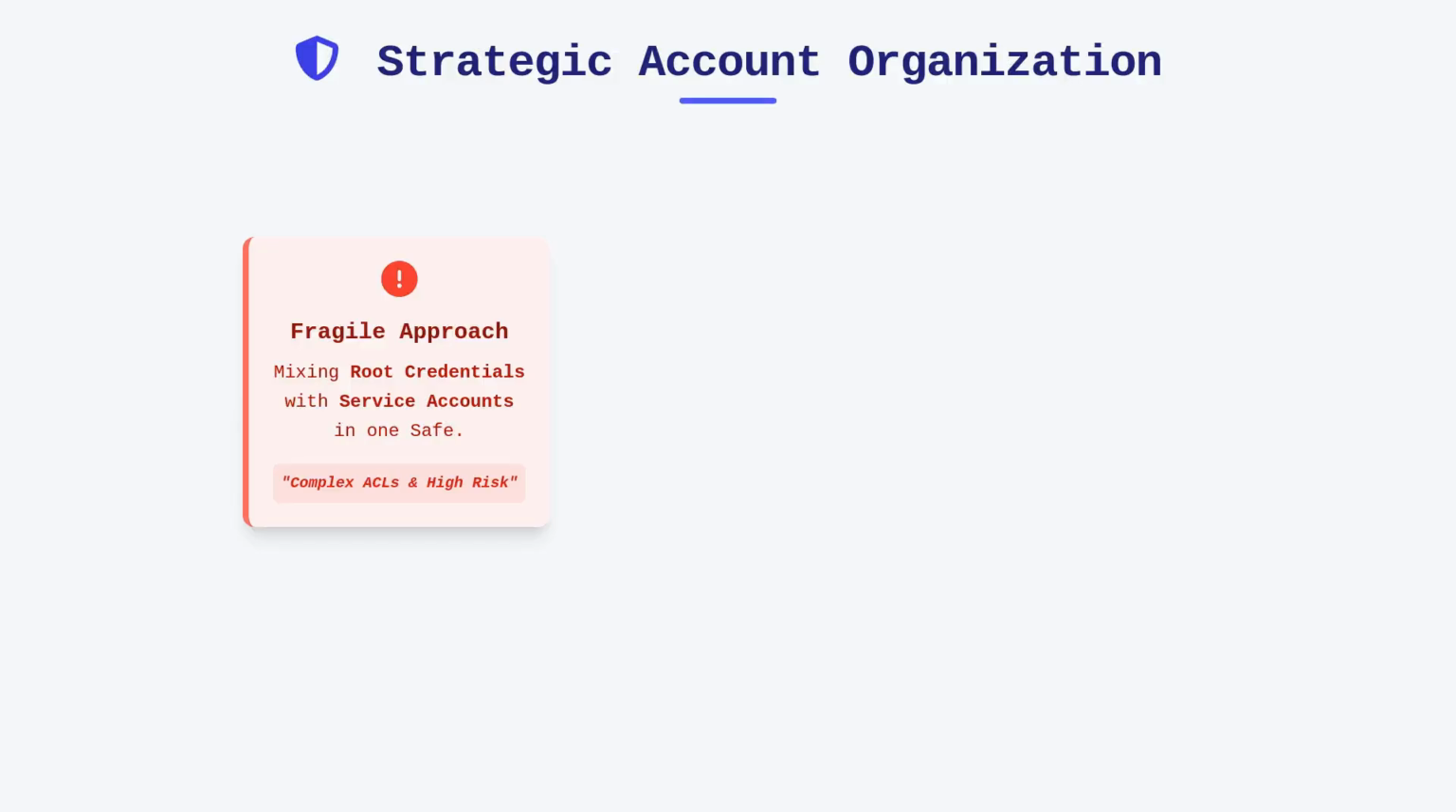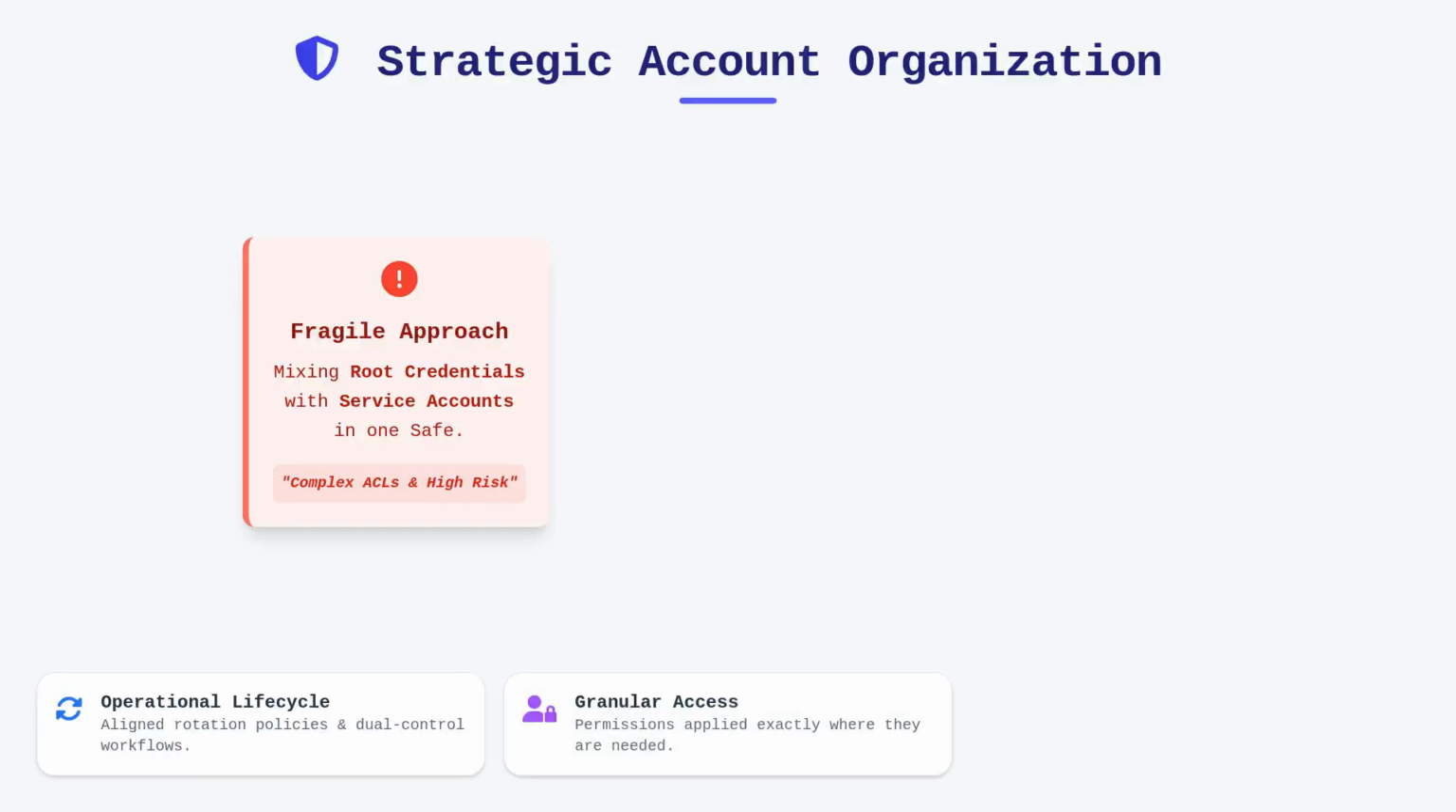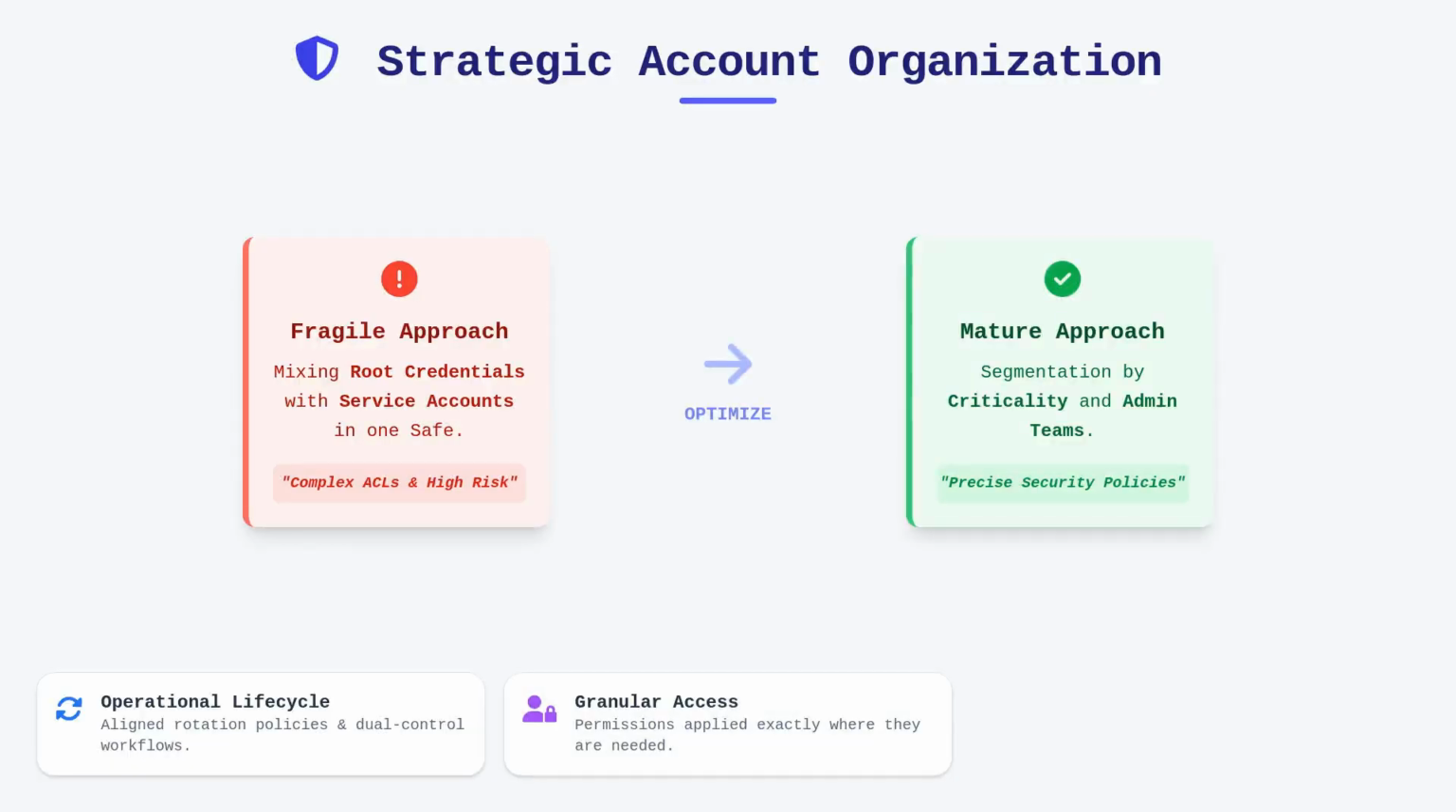Each safe becomes an opportunity to apply a specific security policy that aligns with your organization's internal controls. By isolating accounts that share an operational lifecycle, you ensure that rotation policies, dual control workflows, and access permissions are applied precisely where needed. This granular approach is what separates a mature privileged access management implementation from a fragile, haphazard one. When you prioritize structural integrity now, you save yourself countless hours of troubleshooting and security auditing down the road.